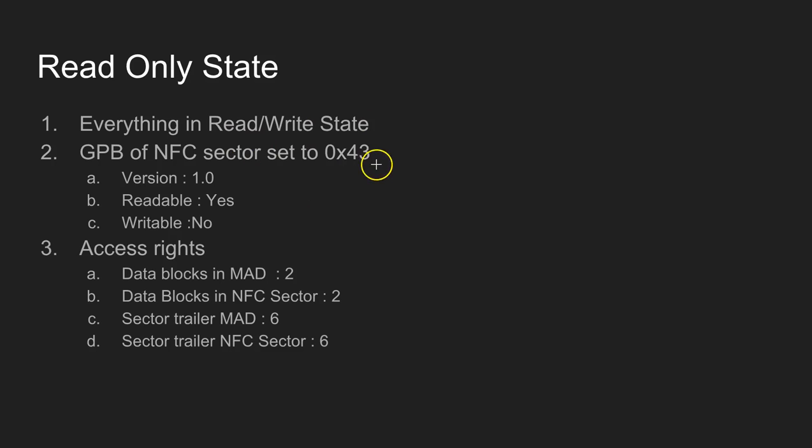And also the GPB of the NFC sector is changed to F3. Remember, if you just consider the last byte, it will be 0, 0, 1, 1, and you know that 0, 0 is readable and 1, 1 is not writable, so it is set here.